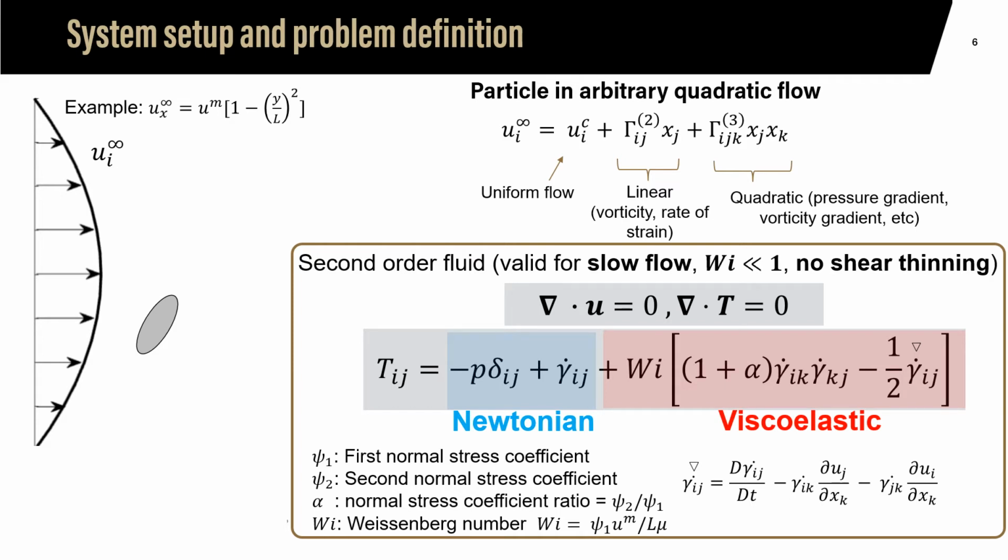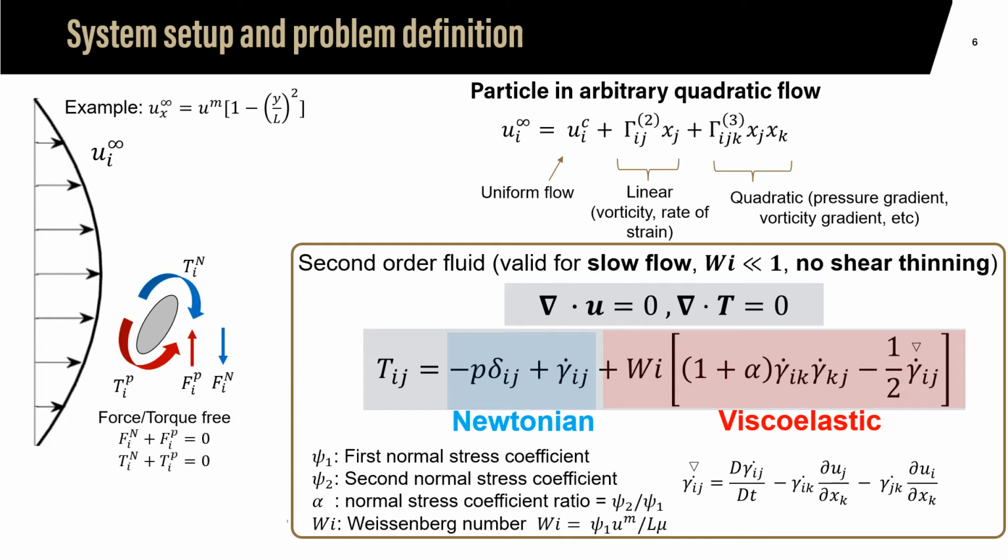The major goal of this work is to develop a way to analyze the motion of a force- and torque-free particle within a quadratic flow of a second-order fluid. In other words, we have to calculate the polymer force and torque on the particle, and we have to balance the force and torque by the Newtonian counterpart to analyze the particle trajectory within the flow.